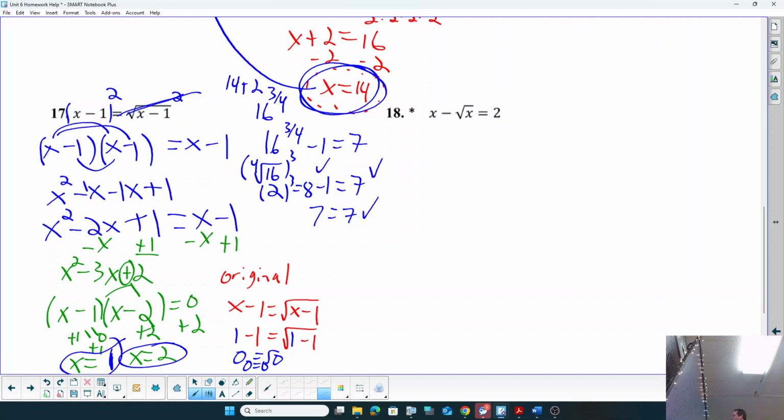So try number 18 on your own. That's tricky. Whoa. That means check your answer. It might work. It might be fine. But it also might be no solution. We'll see.